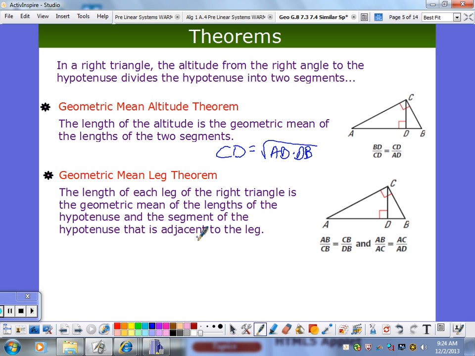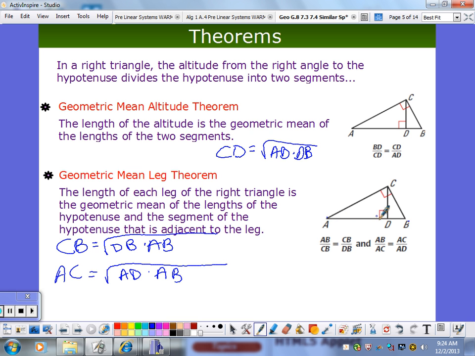And then the geometric mean leg theorem: the length of each leg of this right triangle, here's a leg, there's a leg, is the geometric mean of the length of the hypotenuse and the segment of the hypotenuse that is adjacent to the leg. Oh, that's a big long thing. What this means, CD? CD is the geometric mean of this little piece adjacent to it, DB, and here's the tricky bit, not really tricky, you just have to remember it, the whole hypotenuse, AB. So then what would AC be, the other leg? Anybody want to take a guess? What's AC going to be the geometric mean of? Yeah? Exactly.